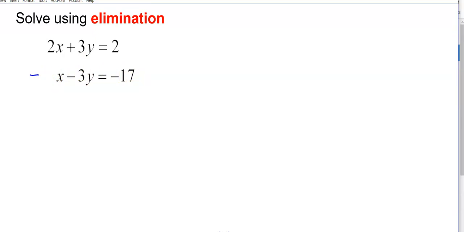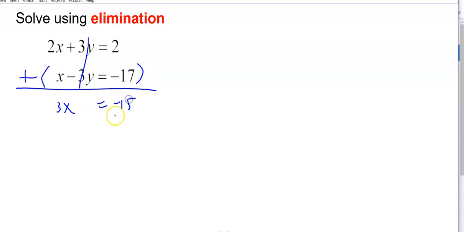However, I'm going to do it the easy way here because it's already set up. Like, it's not bad, right? So you're going to add, because this is called elimination, because you're going to eliminate the variable. So if I add the 3y, -3y is gone away. There's no more y's, so I get 3x equals -15. So divide by 3, you get x equals -5.